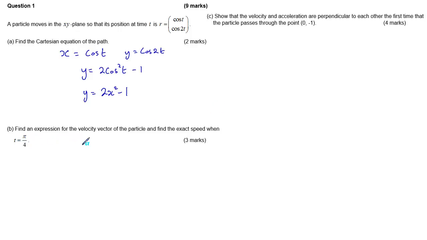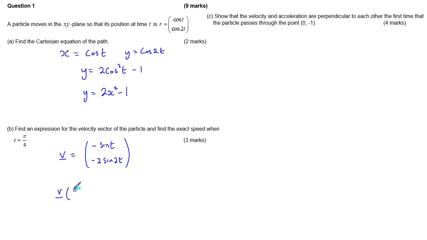We want an expression for the velocity vector of the particle, and then we want to find the exact speed when t is pi by 4. So we'll get v by differentiating. Differentiate cos and we get negative sine. We need to use the chain rule here and we'll get negative 2 sine 2t.